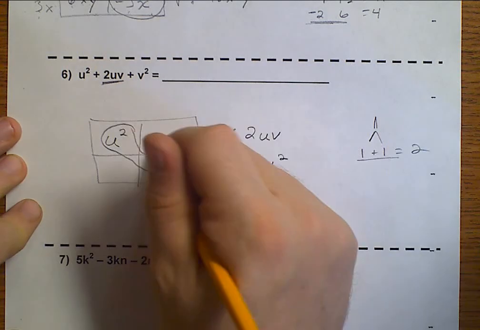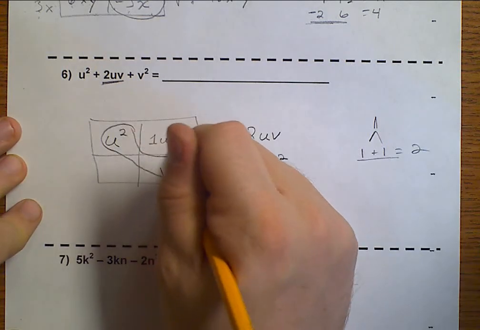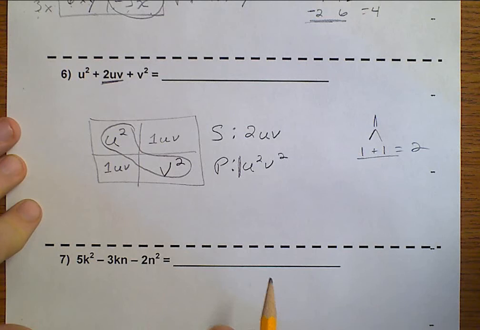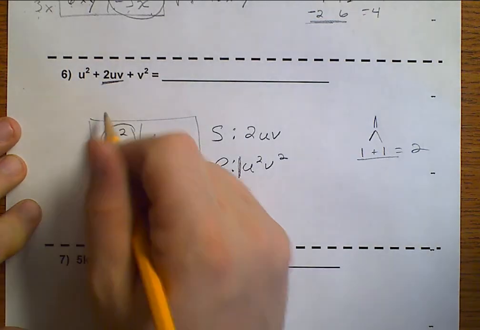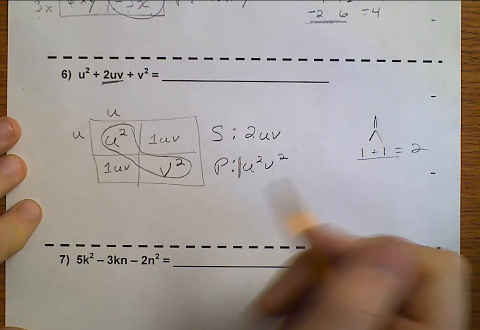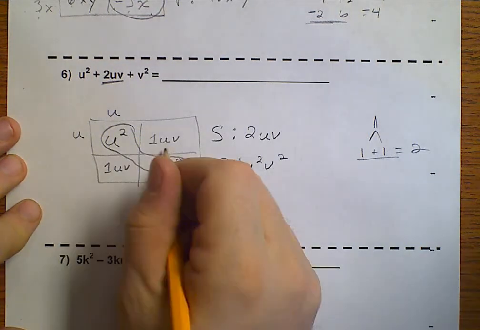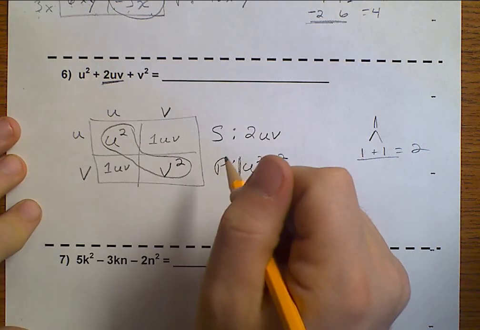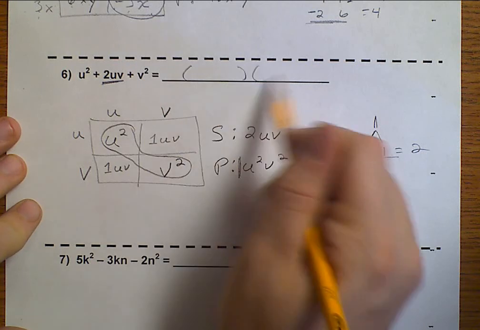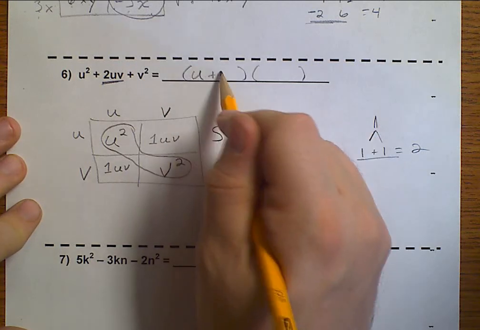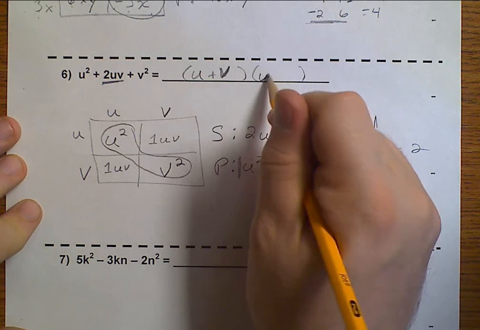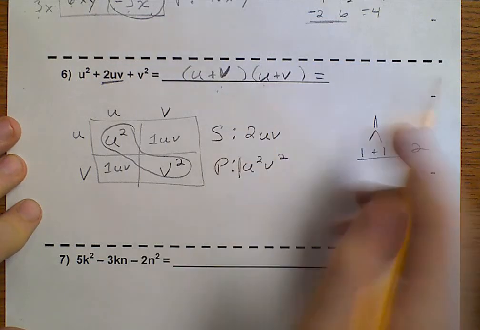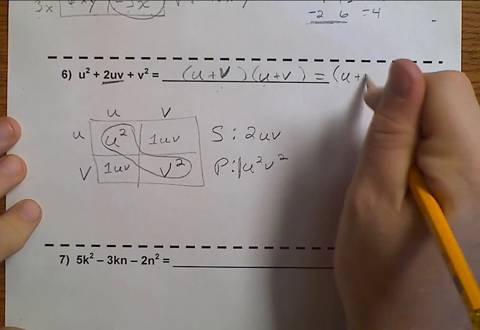So we have 1uv and another 1uv. Look at this. The only way to get u squared would be u times u. The only way to get uv would be u times v. And so we have u plus v, u plus v. Or, if you'll notice, these two are exactly the same, so we could write this as u plus v squared.